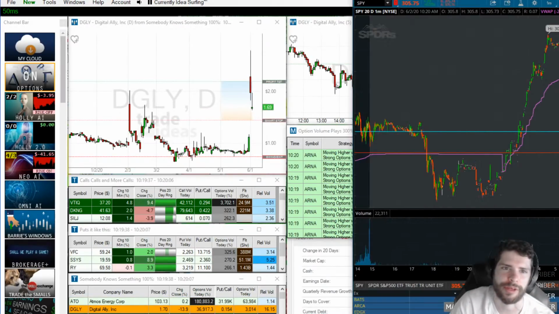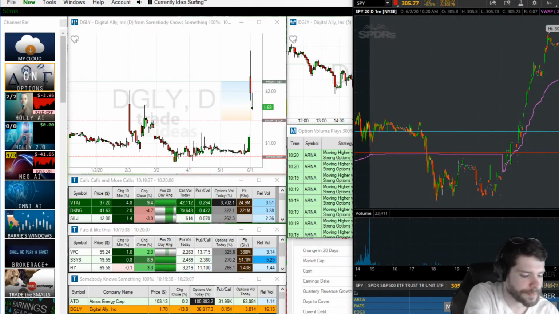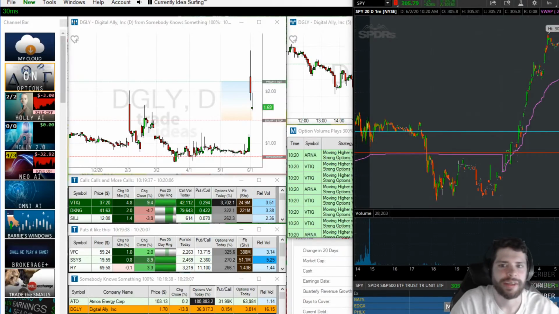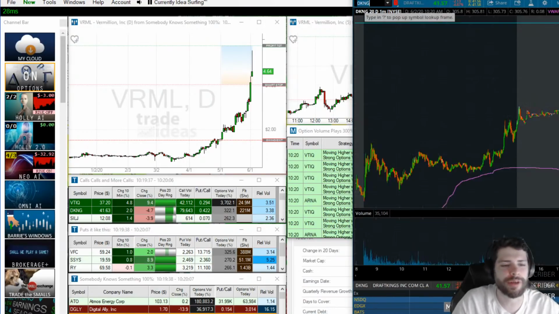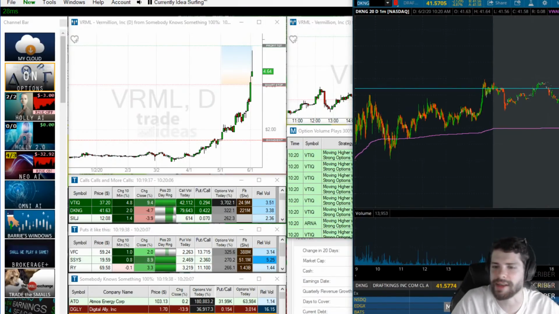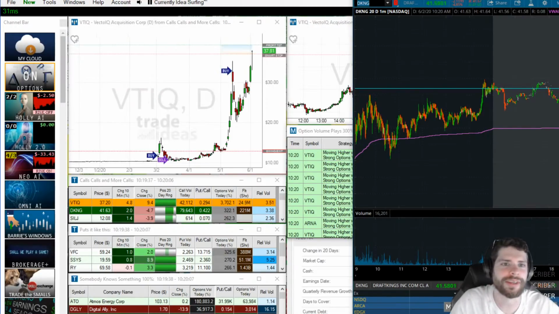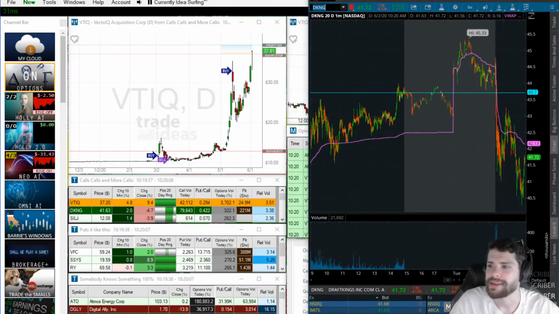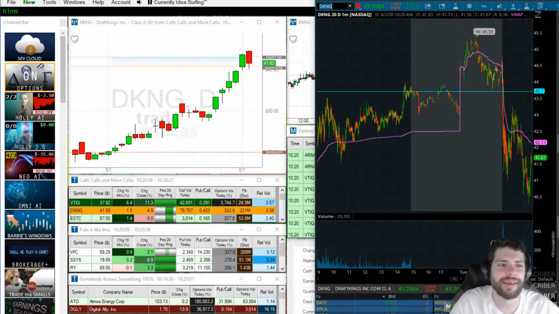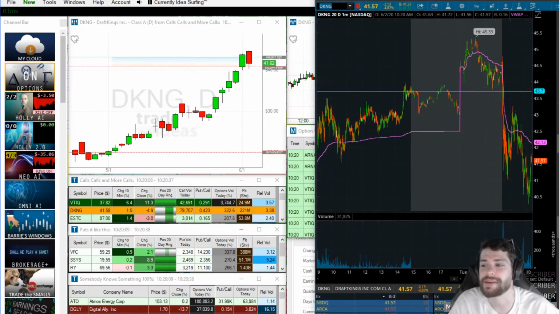DraftKings, DKNG, is one people are talking about. Here's the thing, though, right? If sports gambling gets legalized, I'm curious how DraftKings is going to be affected by it. The reason I say that is because DraftKings has an edge over normal sports gambling right now, in that it's allowed to operate in certain states where other sports gambling companies are not.